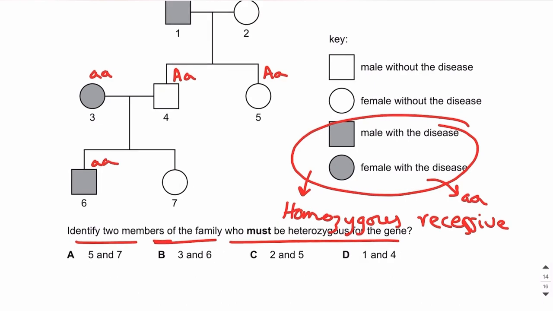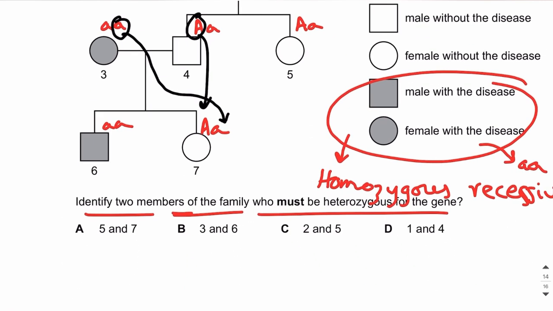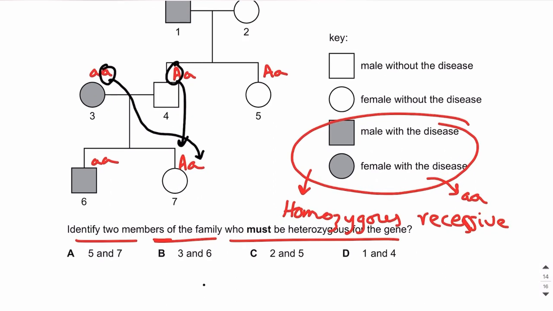And what about 7? Obviously, guys, if the mother over here is diseased, has small a, and the father over here has capital A small a, and this daughter does not have the disease, she must also be heterozygous because she will get one normal allele from the father and one abnormal allele from the mother, right? So she must be heterozygous. So what individuals are heterozygous? 4, 5, and 7. So identify two members of the family who must be heterozygous for the gene. So the answer is A, 5, and 7, right?